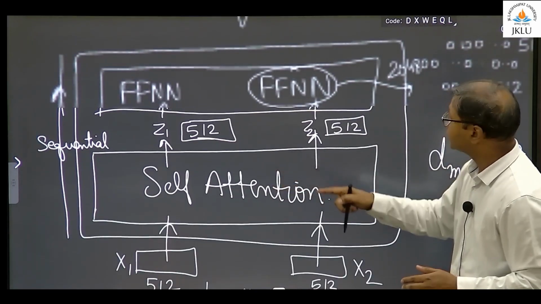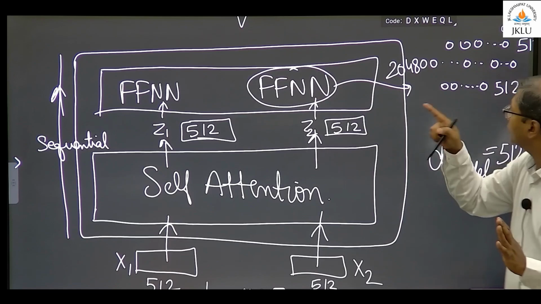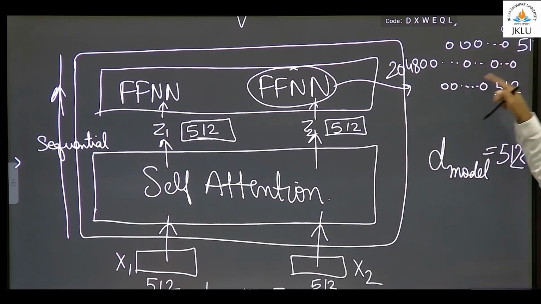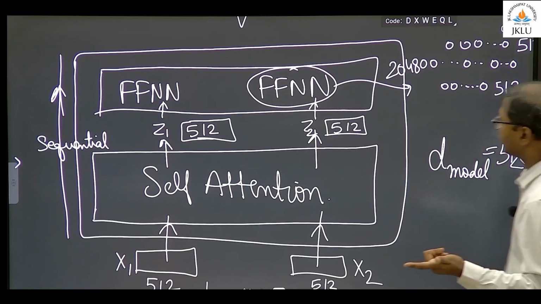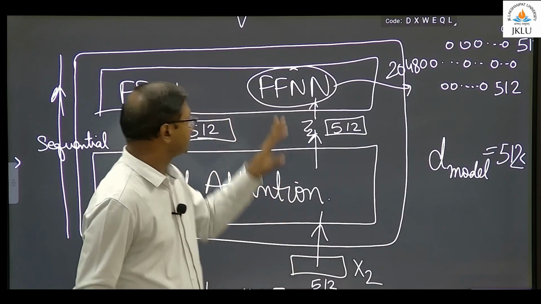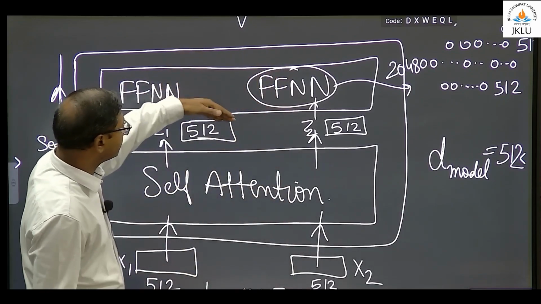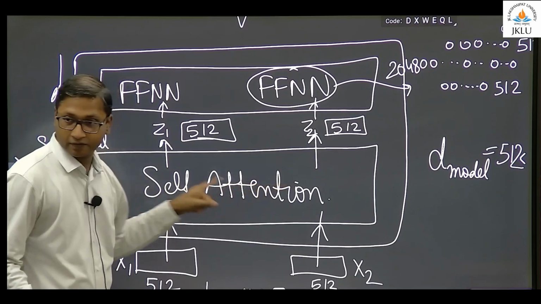What does each FFNN do? How many total parameters are here? 2048 into 512 plus 2048, and then 512 into 2048 plus 512. So this is as simple as this. We are done with this. We are now supposed to take care of self attention.